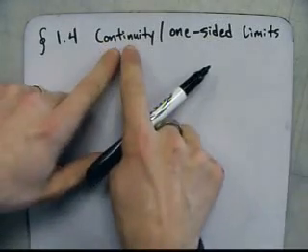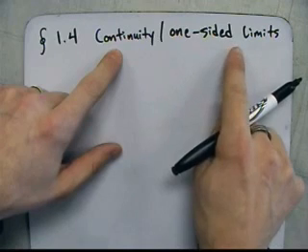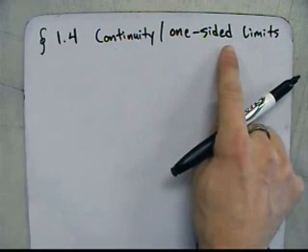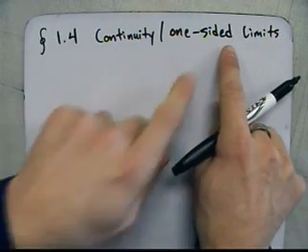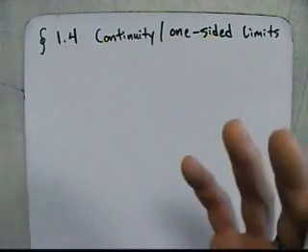We are going to talk about continuity, which is the big thing for today, and then we're going to talk about some one-sided limits, which are going to be pretty straightforward. It's going to be like the limits we've already done, except for half as much work. So that's nice. Continuity.